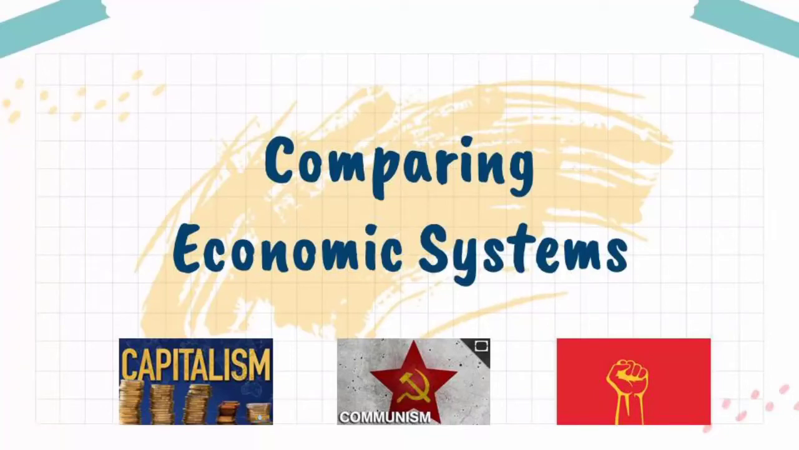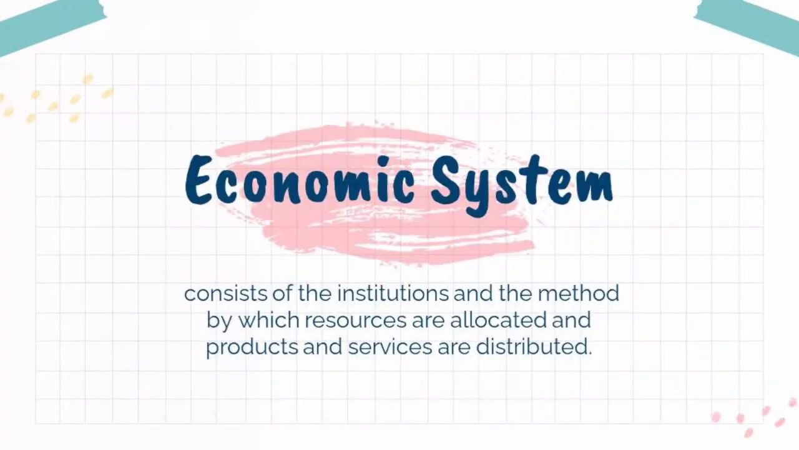Enopia, and today we will talk all about comparing economic systems. So, what is an economic system? An economic system consists of the institutions and the method by which resources are allocated and products and services are distributed.